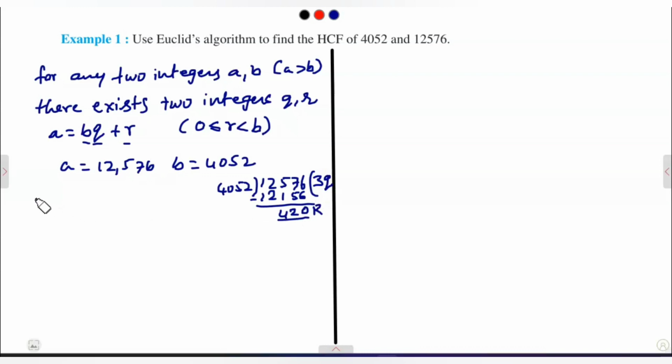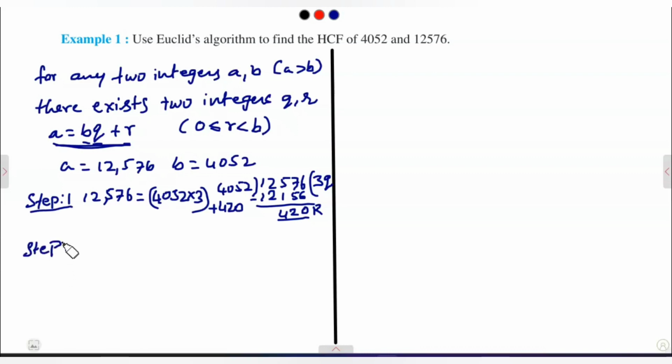Now according to our algorithm, we can write the first step as Euclid's division algorithm. You can write the first step using this relation. A is here 12,576, which is equal to B times, here B is 4052, 4052 times 3 plus remainder 420. So this is our first step. Okay, let's go to the second step.